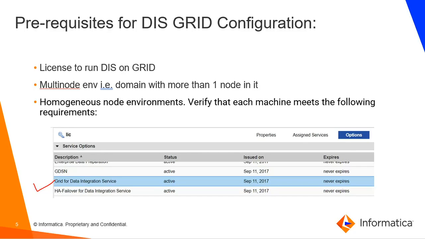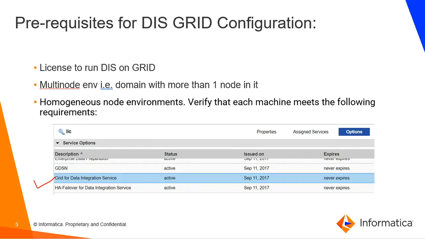The next important thing is homogeneous node environment. So you will have to verify that each machine meets a certain set of requirements. By homogeneous, we mean all the machines must use same operating system, all the machines must use same local settings, and all the machines that represent nodes with the compute role or nodes with both service and compute role must have installations of the native database client softwares. For example, Oracle, SQL Server. You must install and configure the same version of the Oracle client on all the nodes. So this homogeneous nature should be achieved.